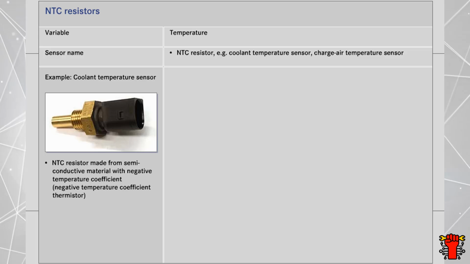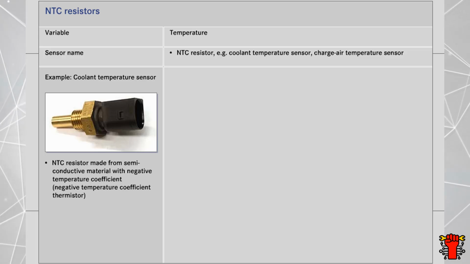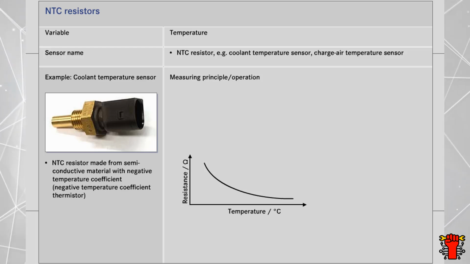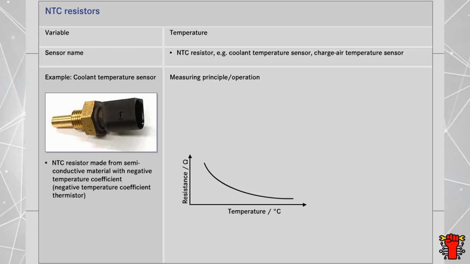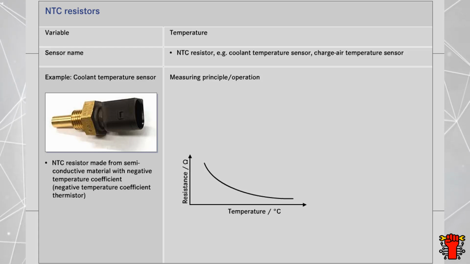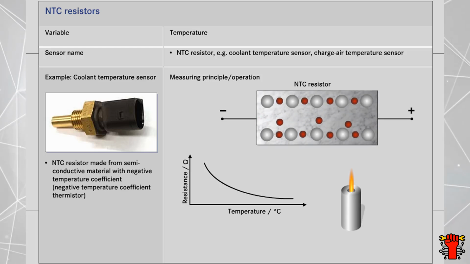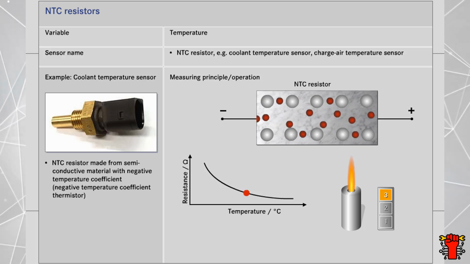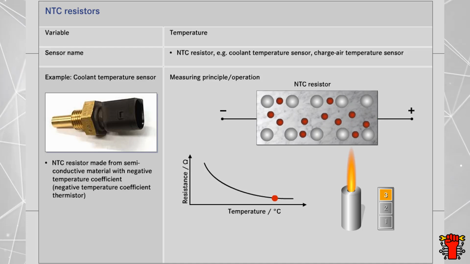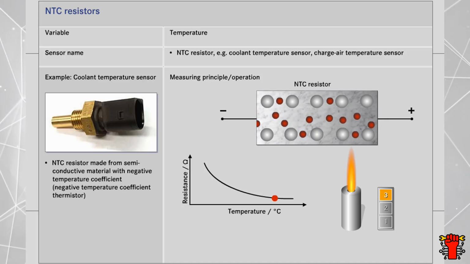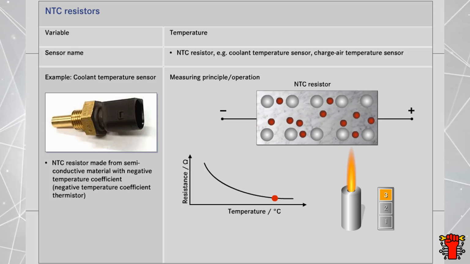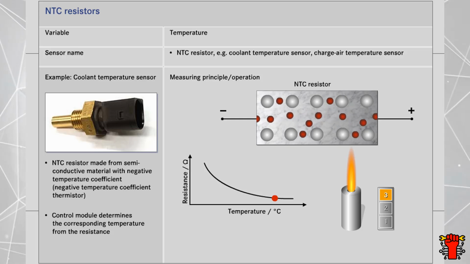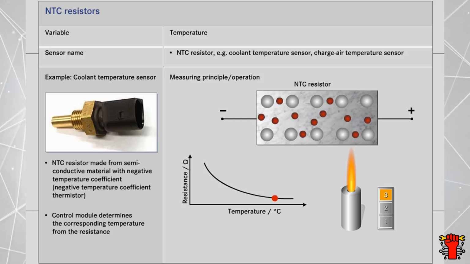The sensor consists of a semiconductor material which has a negative temperature coefficient. This means the resistance of the sensor drops as temperature increases. NTC resistors are therefore also known as negative temperature coefficient thermistors. The drop in resistance as temperature increases is caused by the increased leaching of electrons from the atomic bonds. The higher the temperatures, the more free electrons there are available for current flow. This increases the conductivity of the material. The drop in resistance is registered by the control module and converted into a corresponding temperature value.